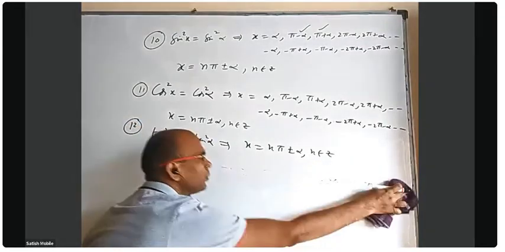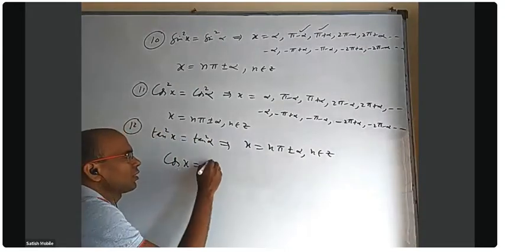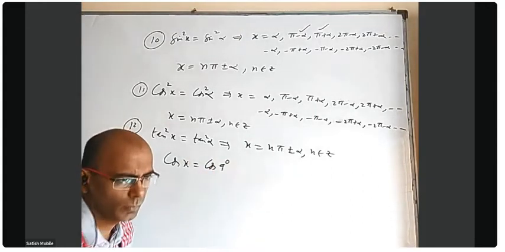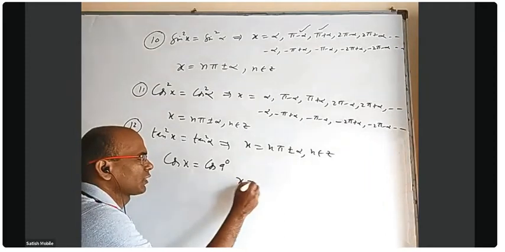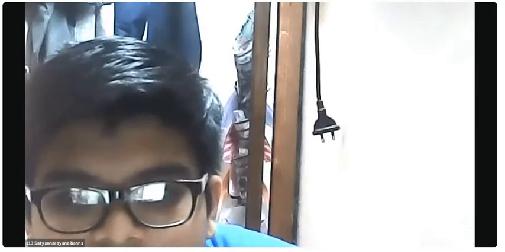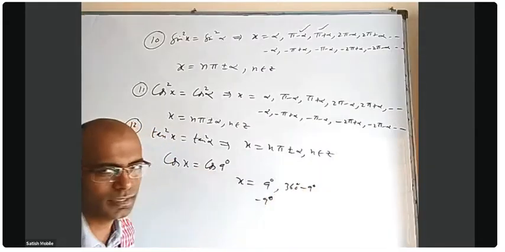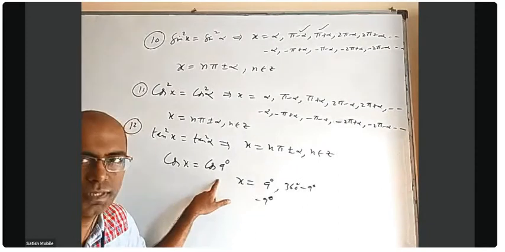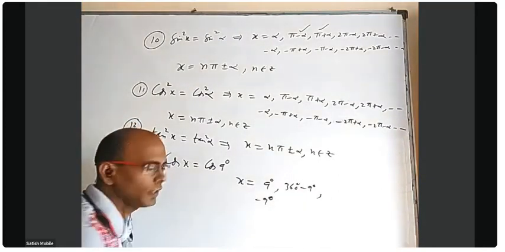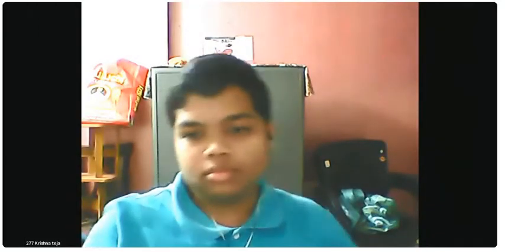Okay, now let us say cos x equal to cos 9 degrees. What x values will come? 360 minus 9. The next possibility is only 360 minus 9, because you cannot get 180 minus 9 or 180 plus 9, because cos is going to be negative. What is the next possibility? 360 plus 9. So we got first quadrant, fourth quadrant, first quadrant.